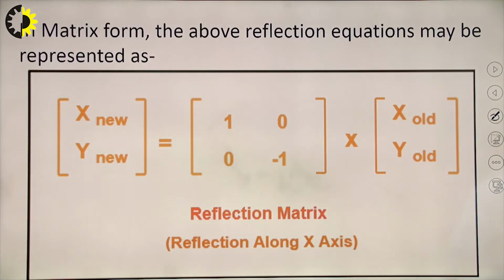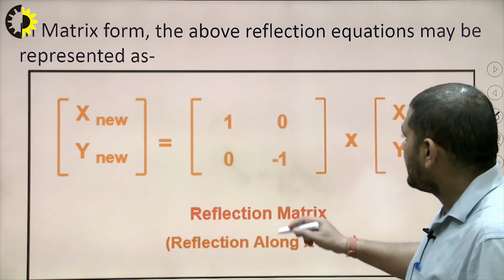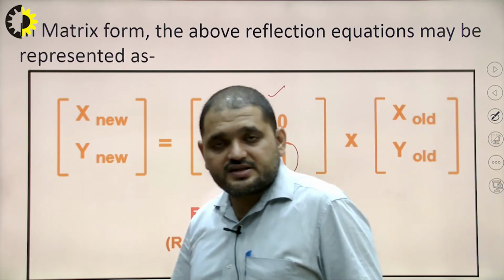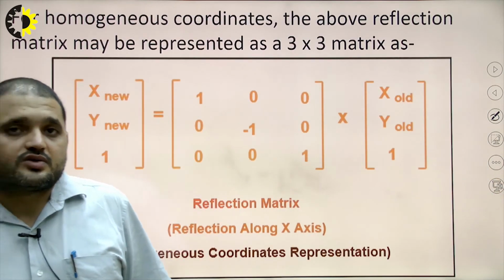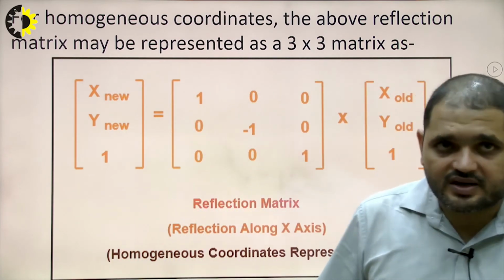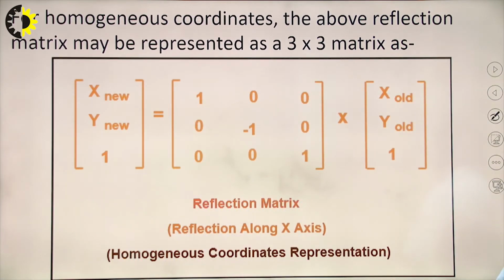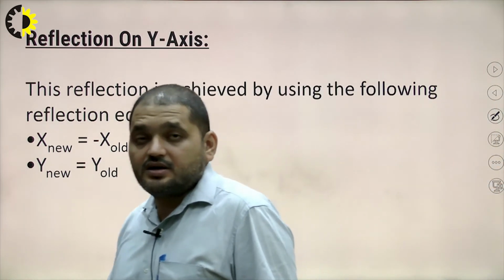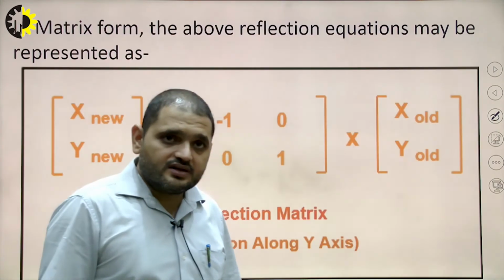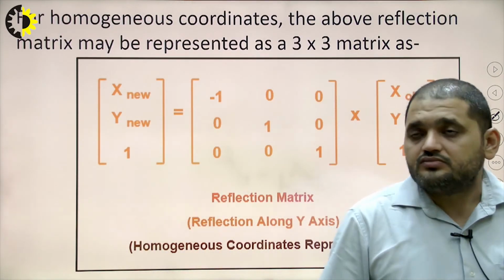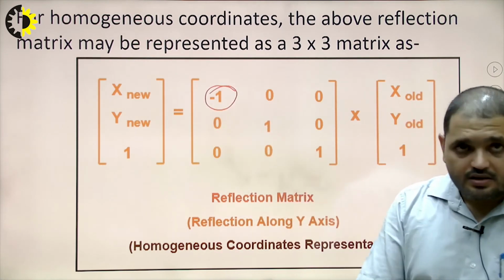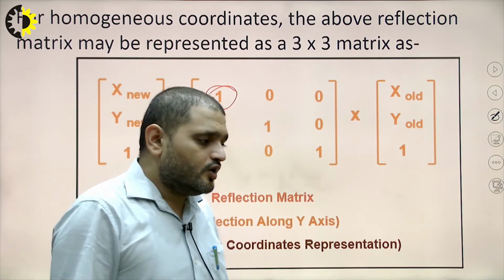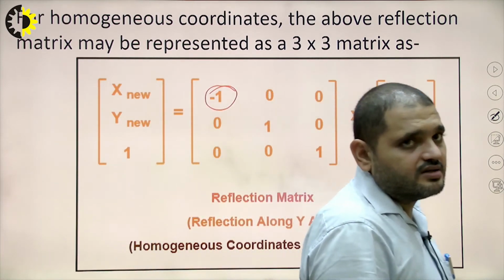So for the x-axis, this will be the equation, where the sign of y is changing and the sign of x remains the same. In 2D form, as a 3 by 3 matrix, it can be written like this. For the y-axis, the sign of y will remain the same and the sign of x will change. So the sign of x is changing here. So this is the 3 by 3 matrix for reflection along the y-axis. Okay, I hope you understood about scaling and reflection.